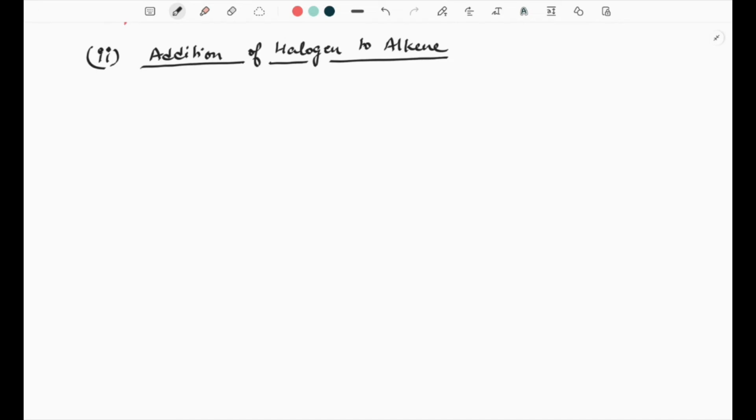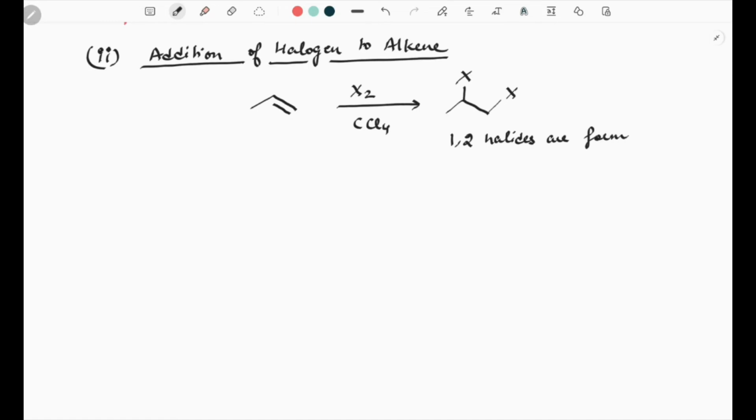Alkyl halides can be easily formed if halogens are added to alkenes. For example, once again take example of 1-propene. When halogen is added, in case of CCl4, carbon tetrachloride, as a solvent, then halogen molecule is added in a manner that each carbon gets 1 halogen atom. That means in this reaction 1,2-halides are formed as product.